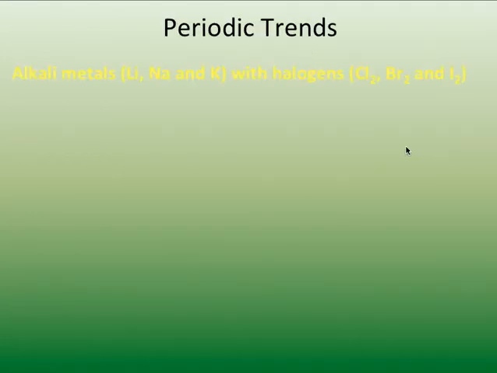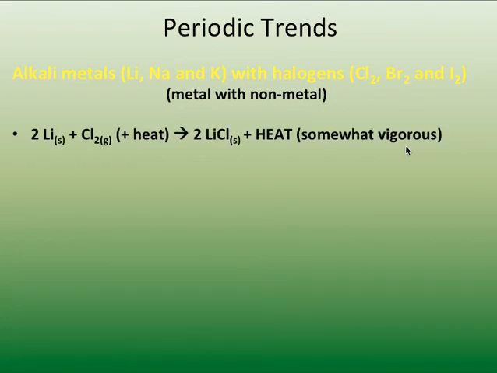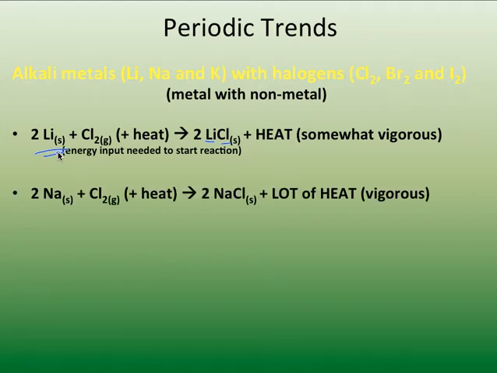Okay, so how about the alkali metals with the halogens, chlorine, bromine, iodine? Metal with nonmetal, hopefully you can guess what kind of product this produces. Ionic. Ionic metal, nonmetal, forming a solid. This was not done in water because of the lithium being reactive with water, right? Energy is needed to start the reaction. Then we have sodium reacting with chlorine and heat.